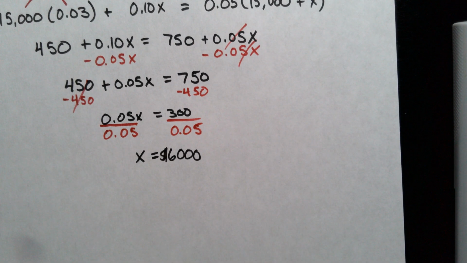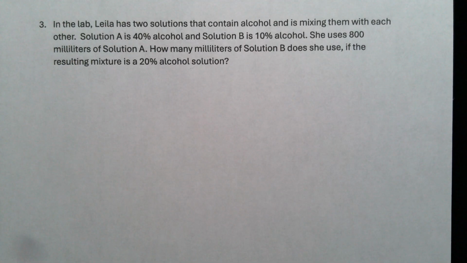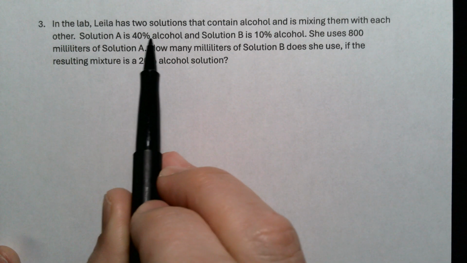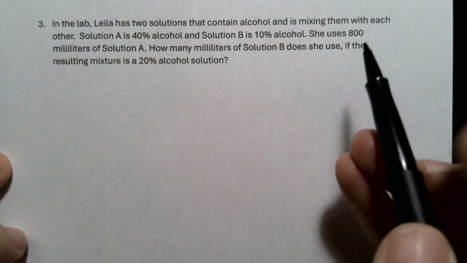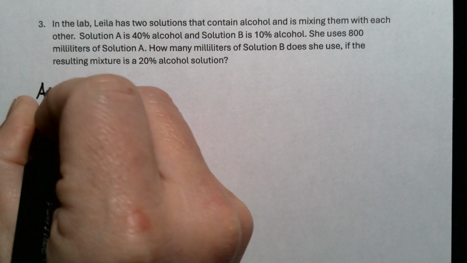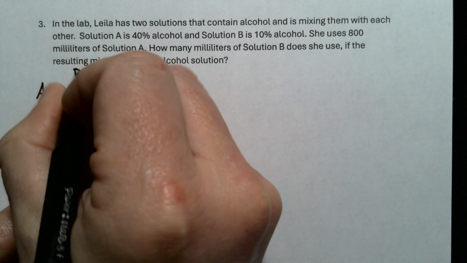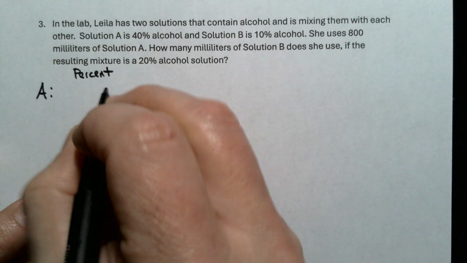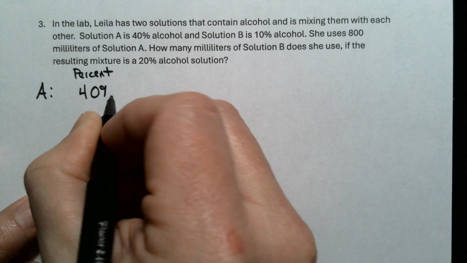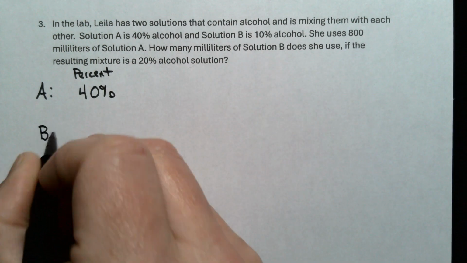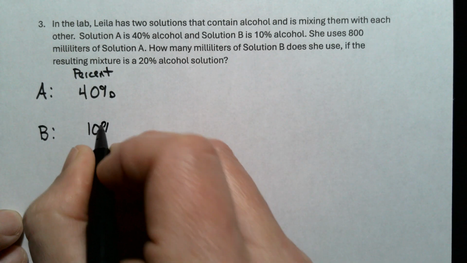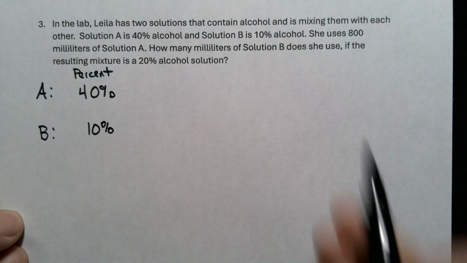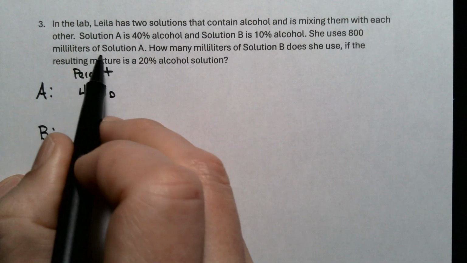Okay, let's take a look at one more. Okay, for this one, in the lab, Layla has two solutions that contain alcohol and is mixing them with each other. Solution A is 40% alcohol and solution B is 10% alcohol. Okay, so here's A. That's 40%, so I'll write the percent first this time. Percent is 40% for A, and B is 10%.